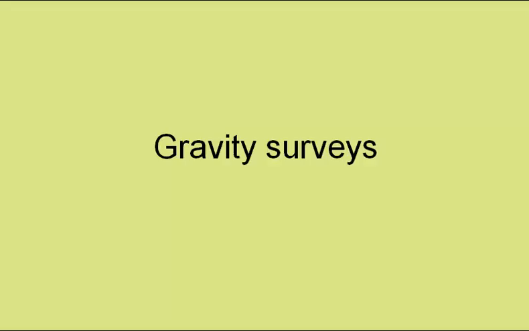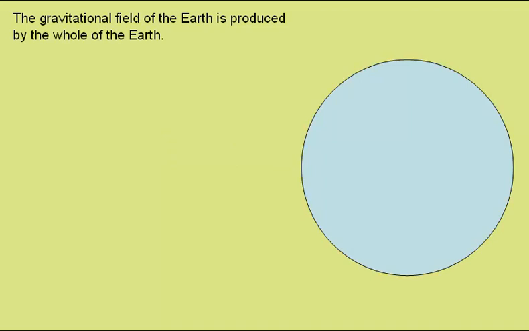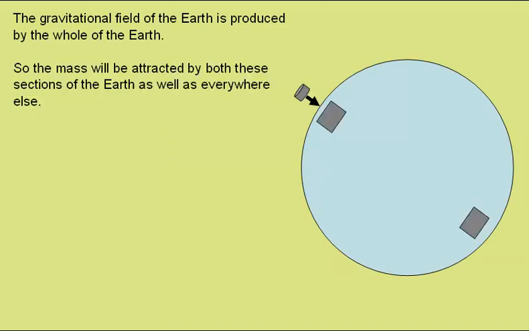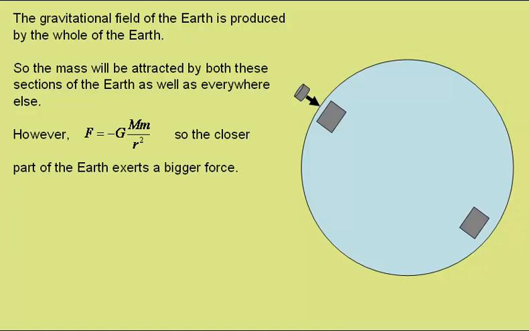Gravity surveys. The gravitational field of the Earth is produced by the whole of the Earth. So this mass will be attracted by both this section of the Earth, this section of the Earth, and everywhere else. However, due to Newton's universal law of gravitation, force is equal to minus the gravitational constant times the product of the two masses over their separation squared, the closer part of the Earth, the one here, exerts the bigger force, as it has the smaller separation.